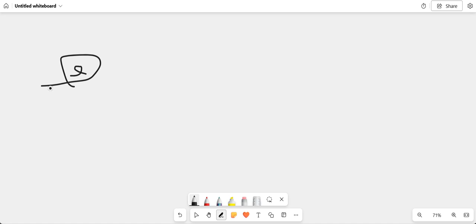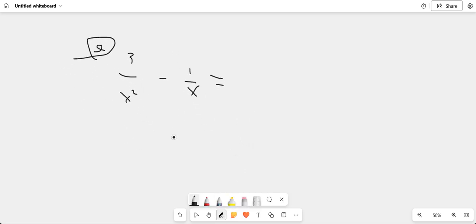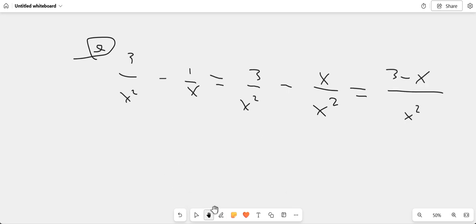E, we've got 3 over x squared minus 1 over x. So same thing. I need to make the right hand side the same as the left hand side because they've both got something in common, which is x. So I'm going to times the top by x and the bottom by x. It becomes 3 over x squared minus x over x squared, because I timesed the right hand side by x on top and on the bottom. So because of that, I can combine the bottom, it just becomes x squared and then 3 minus x on the top. So 3 minus x. That's the situation there.